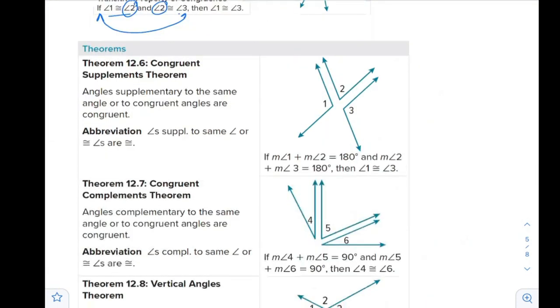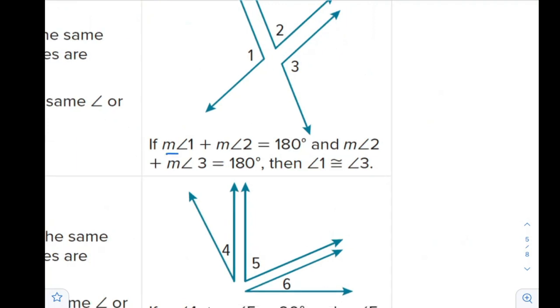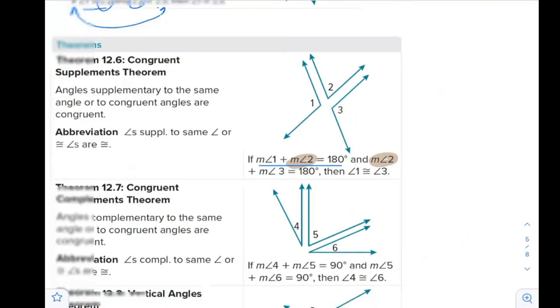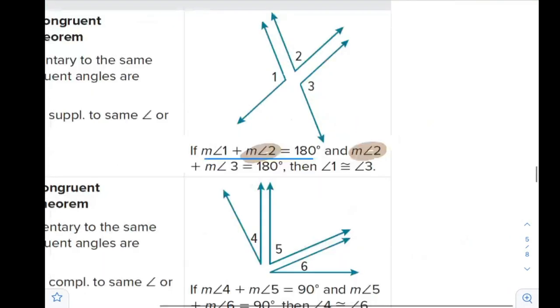We have also the congruent supplement theorem. We can say that here, if angle 1 plus angle 2 equals 180, it means they are supplementary. Angle 2, which is the same as this, as you see, شوفوا angle 2, you can look here, plus another angle is equal to 180. Definitely, by the congruent supplement theorem, angle 1 is congruent to angle 3 because they are sharing the same angle 2, as you see.